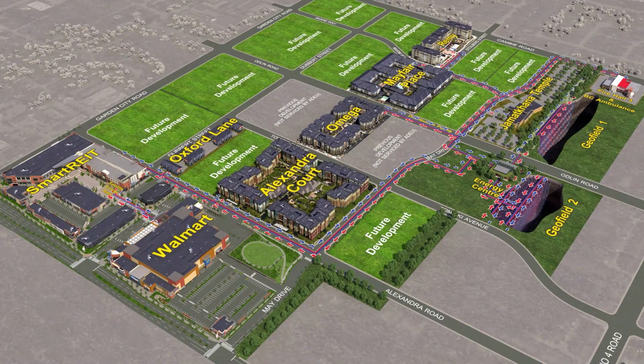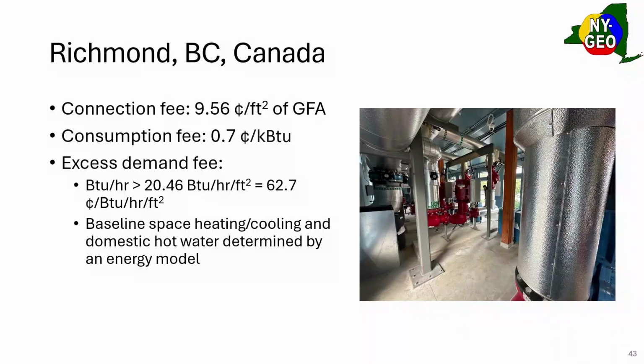And what they did is the city of Richmond has this offshoot company called Lulu Island Energy, very West Coast name, right? And Lulu Island Energy owns and operates this district system. They have a connection fee, which is $9.56 per square foot. They have a consumption fee based on the Measurement Canada approved BTU meter for every off-taker, which is 0.7 cents per kBTU, so quite small, very small actually.